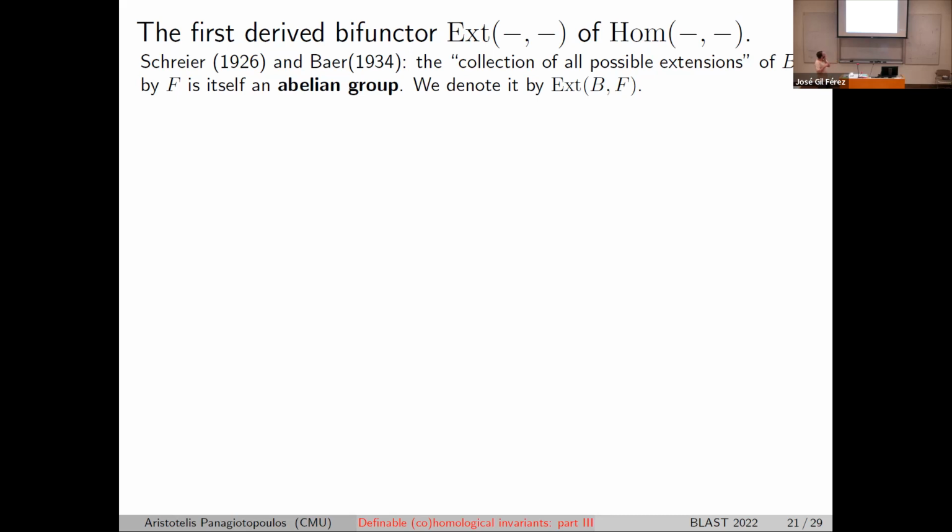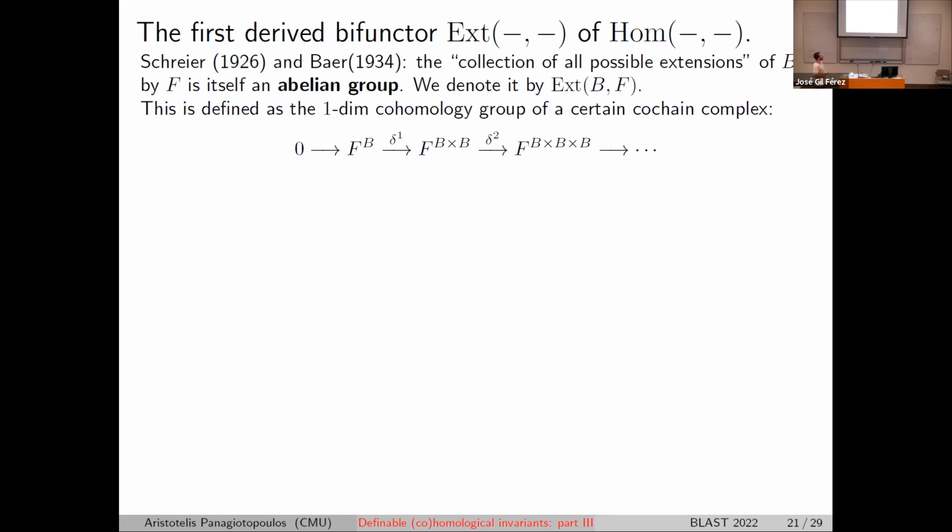Right. So this group we denote it like that. These are all extensions of the base B by fiber F. And this group is nothing else but the one-dimensional homology group of a certain cochain complex. So what is the cochain complex?